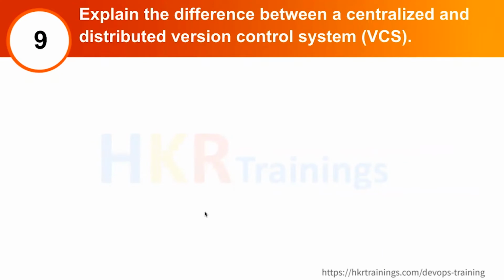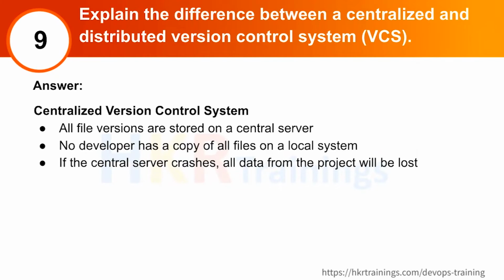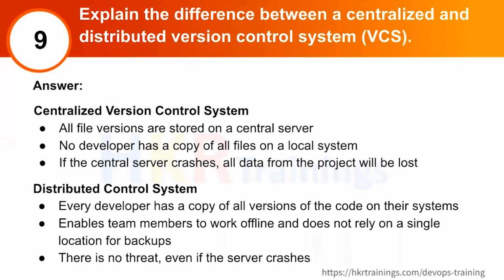Explain the difference between centralized and distributed version control systems. Whenever we consider any source code, and there are multiple people working on that source code, we have to have a source code versioning system. And there are two types of it. One is a centralized and one is a distributed version control system.